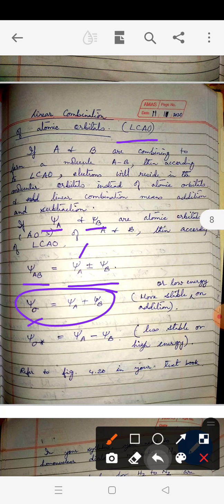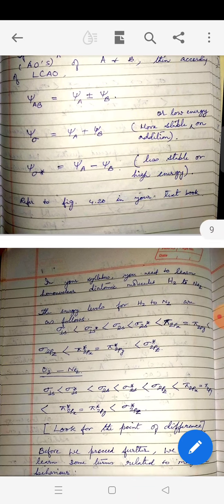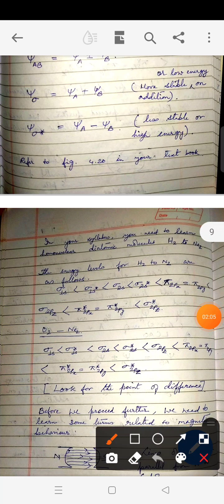When the electrons of the elements A and B are filled in the MOs, they will first go to psi sigma. After psi sigma is full, then they will go to psi sigma star. That way their energy levels will be filled up. That we'll be discussing later. Now in your syllabus, you have to do elements from hydrogen to neon, that means atomic number 1 to atomic number 10. So how are the energy levels arranged there?